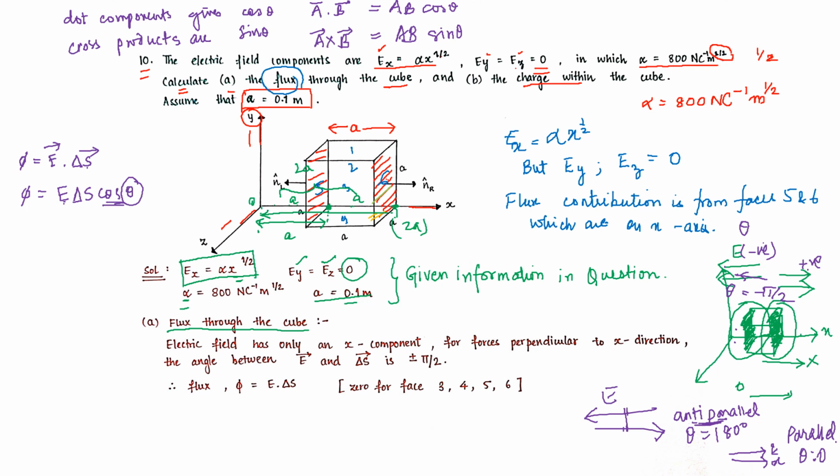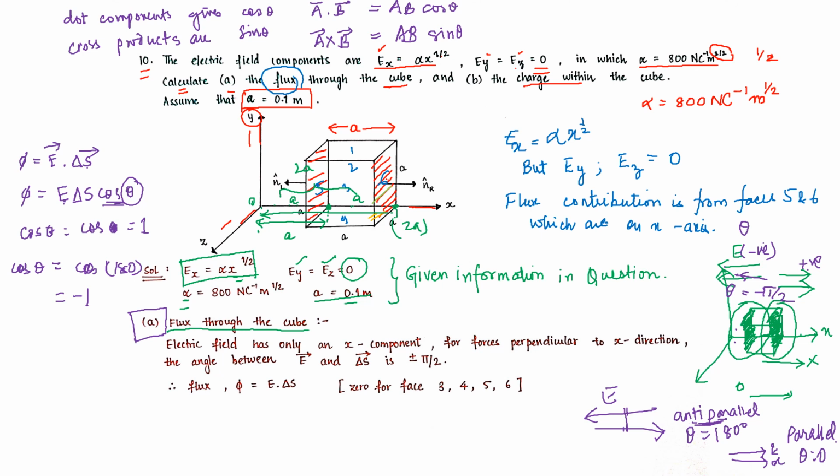Okay. Now I'll explain the value of theta 0 and theta 180. Cos theta equals cos 0, which equals 1, and cos theta equals cos 180 degrees, which will give us the value of -1. Okay, the value of cos 180 degrees is -1. So these values we will be substituting in our solution. Now we will go back to the solution where we will find the flux through the cube.